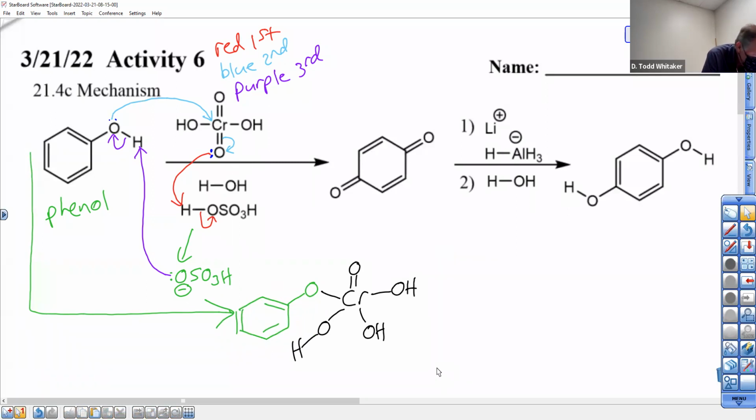Time to make a chromate ester. Acid catalyzed dehydration time. You're going to need an acid catalyst. The purpose of the catalyst is to make one of the OHs a better leaving group. Pick one of the 3. Protonate it to make it a better leaving group, using the base you just generated.